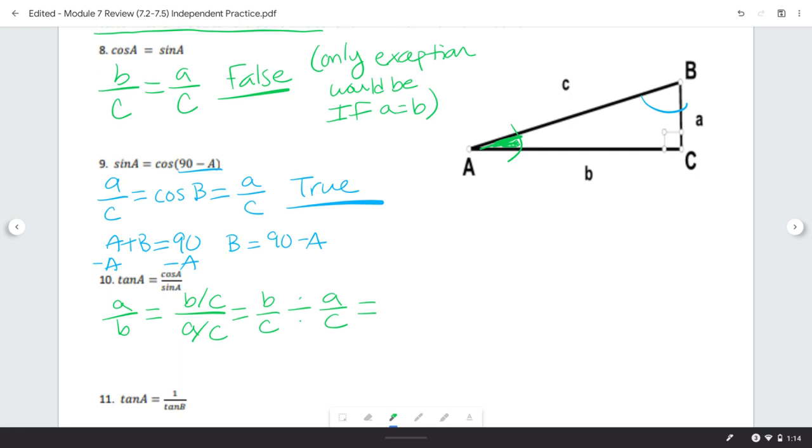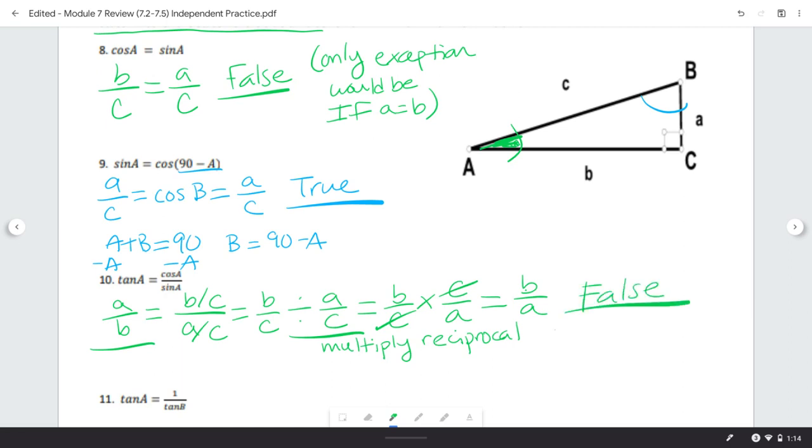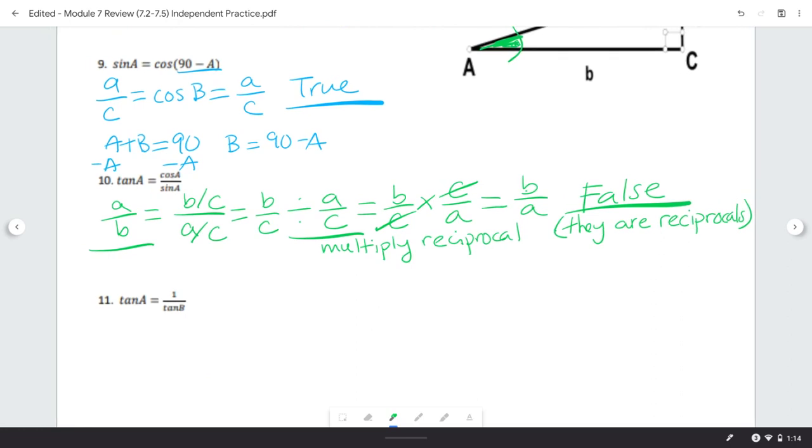And then if you remember, when you're dividing fractions, that's the same thing as multiplying reciprocals. So B over C stays the same, and then we change this, we multiply the reciprocal. So that's going to become times C over A. And what happens here? The C's cancel out. You get B over A, but that's not A over B. That was your original one. Tangent of A is A over B. So this is false. But in little parentheses, they are reciprocals of each other. Because your A and your B are switched. First A was in the numerator, then it went to the denominator. And same with B. First it was in the denominator, then it went to the numerator.